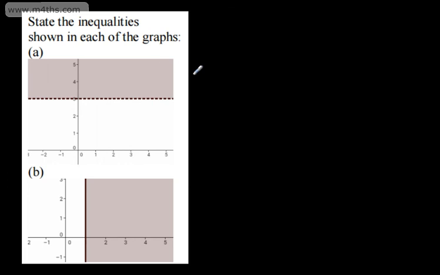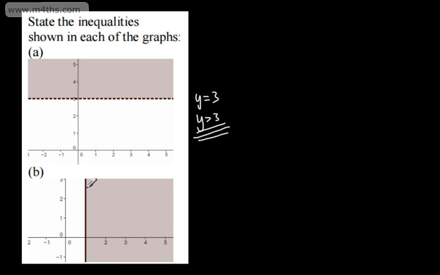In this one, we might be given inequalities represented graphically and be asked to state what they are. What we need to do is state the inequalities shown in each of the graphs. So we can see this is the line y is equal to 3. It's shaded above the line and it's a broken line. So we can say that y is strictly greater than 3.